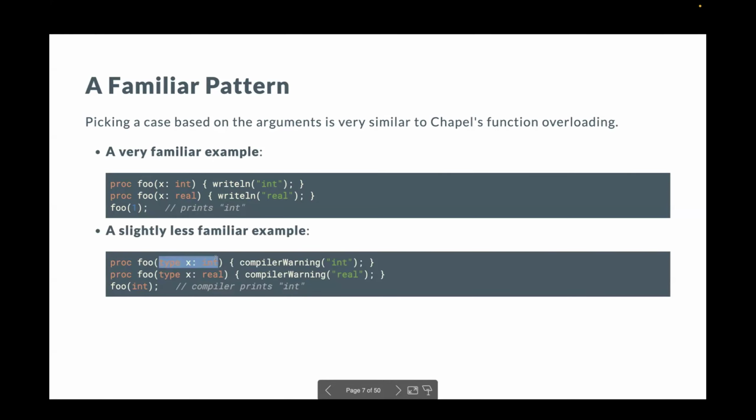And a slightly less familiar example, instead of values of int or real, you might accept types. So the first procedure accepts the type integer, and the second procedure accepts a type real number. And actually, there are subtypes of integer and real, but these only have one instance, so it doesn't really matter. And so you can call foo of int, and because the first function matches int, the first function will be the one that gets picked, and you'll get a compiler warning that says int.